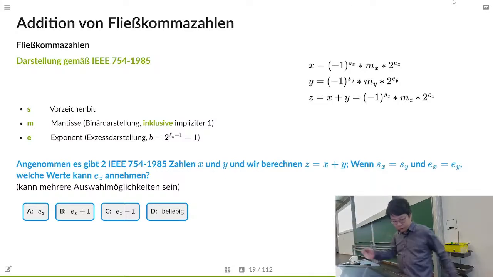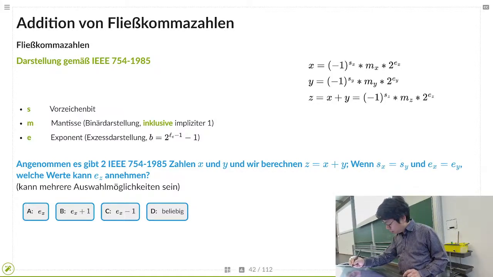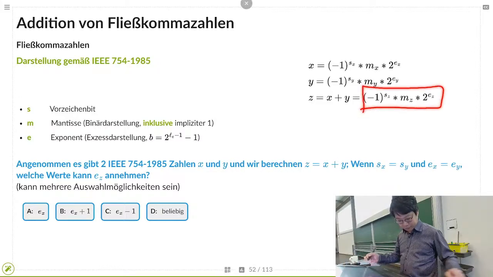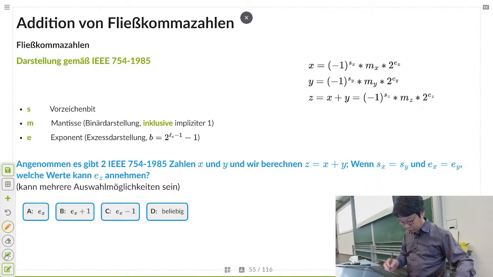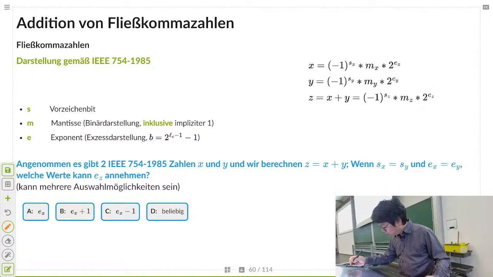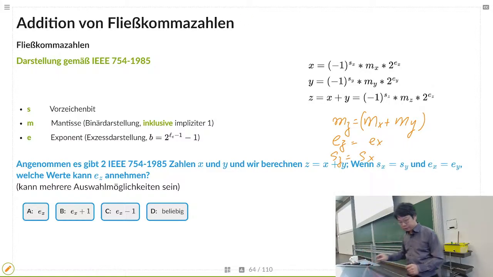So, let me write down again. So basically, is this one, all right? And this is, can I turn it off? That is mz is mx plus m epsilon, and ez is ex, and sz is sx. So what is the potential value of Ez?